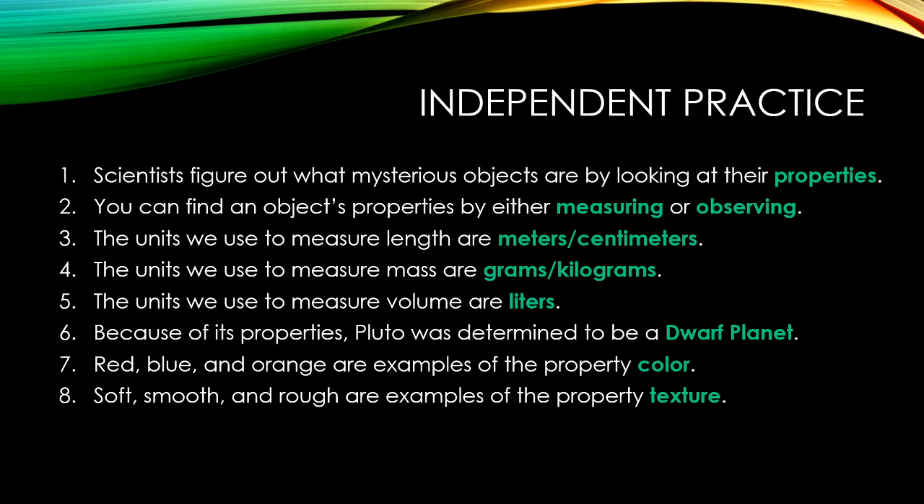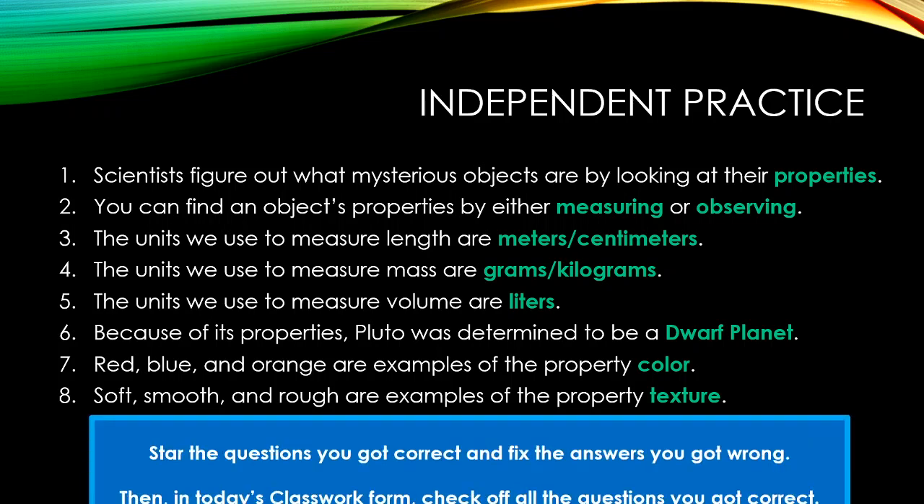Number 6, because of its properties, Pluto was determined to be a dwarf planet because it had more properties in common with the dwarf planets than the regular planets. Number 7, red, blue, and orange are examples of the property color. And number 8, soft, smooth, and rough are examples of the property texture. That's like how a mystery object feels. Both of those things are things that you could use to identify a mystery object.